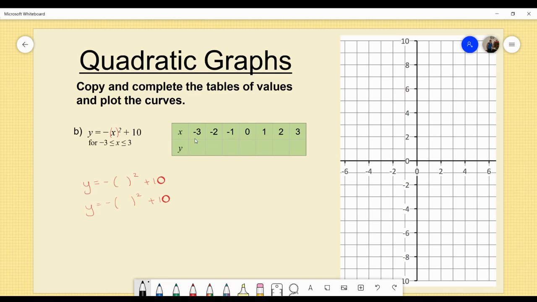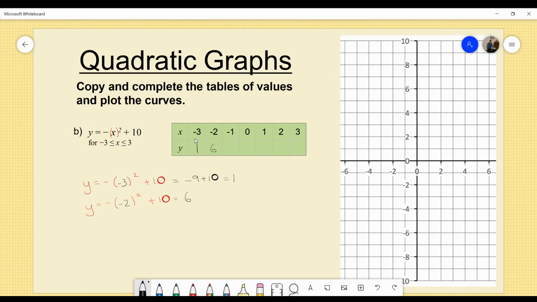So my starting value is going to be minus 3. And if we pop in minus 3 squared in the calculator, it will give us positive 9. And then that negative outside it will make it minus 9 plus 10, and minus 9 plus 10 will give me 1. So 1 is my first value there. I then substitute in the minus 2 into the bracket. Minus 2 squared is 4. Then that negative outside will make it negative 4, and negative 4 plus 10 will make it 6.